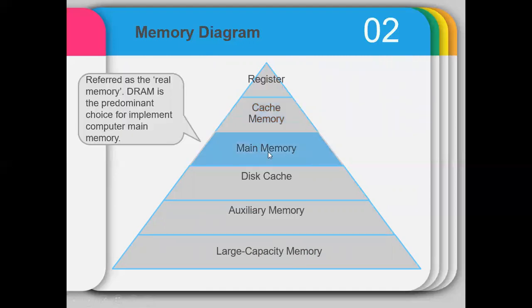Next, we will see about main memory. We know that main memory is nothing but RAM, that is random access memory, or we can say primary memory, or maybe we can say ROM, read-only memory. It is also referred to as DRAM, that is dynamic random access memory, which resides between the CPU and the hard drive.